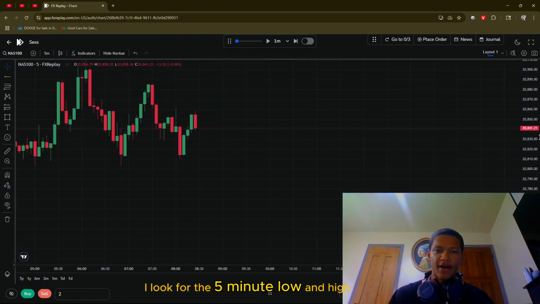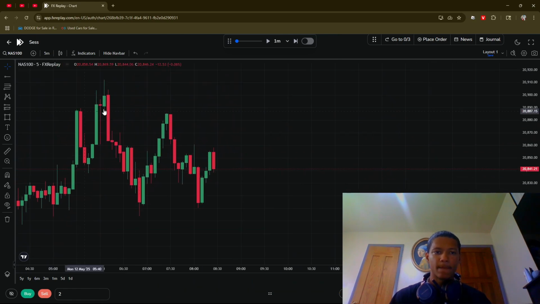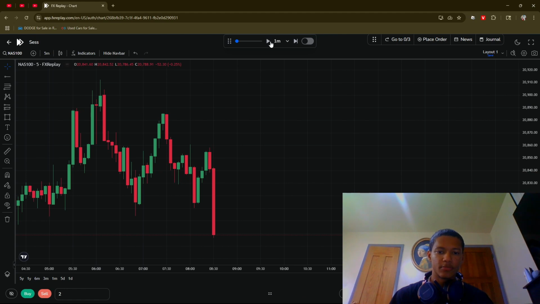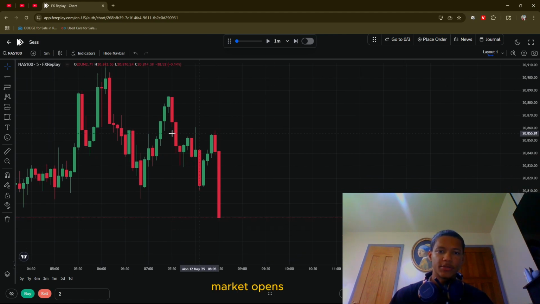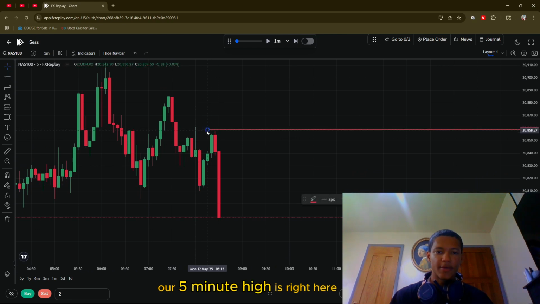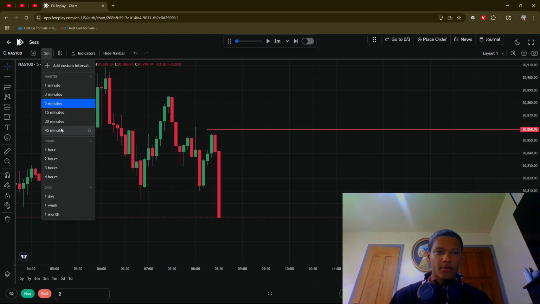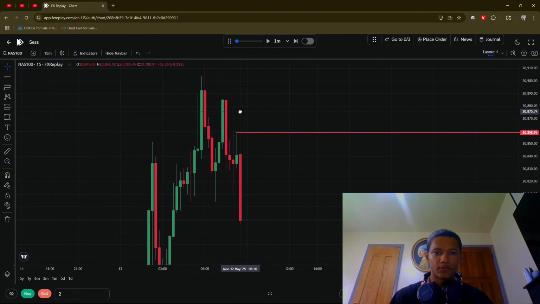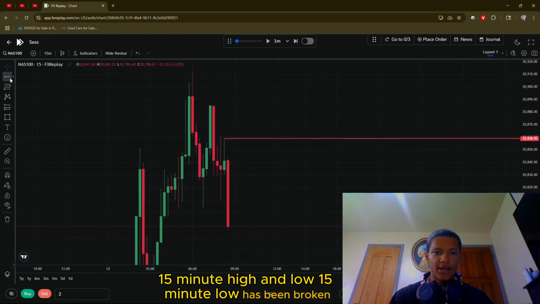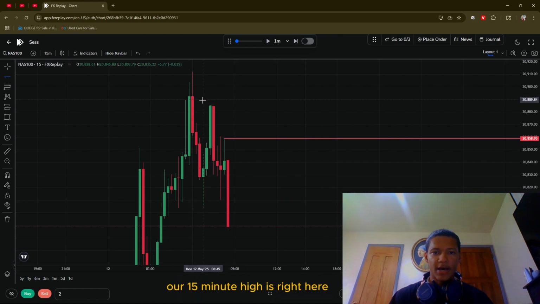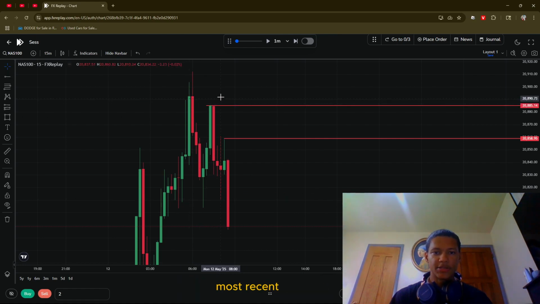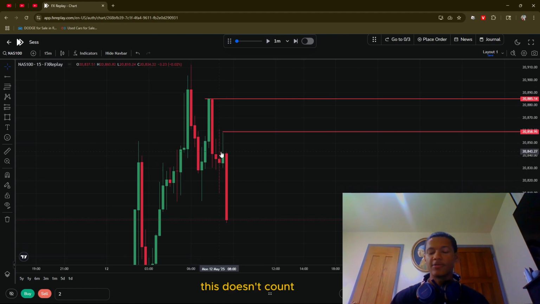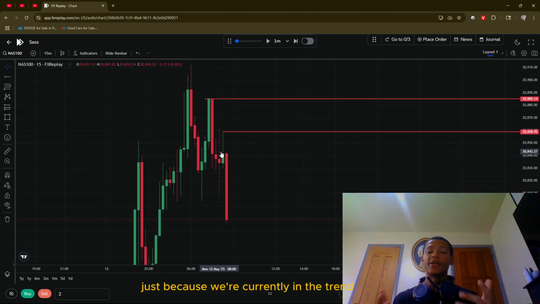I look for the 5 minute low and high. As soon as market opens, our 5 minute low has been broken. Our 5 minute high is right here. We look for the 15 minute high and low. The 15 minute low has been broken. Our 15 minute high is right here, most recent. This one doesn't count just because we're currently in the trend of that candlestick.